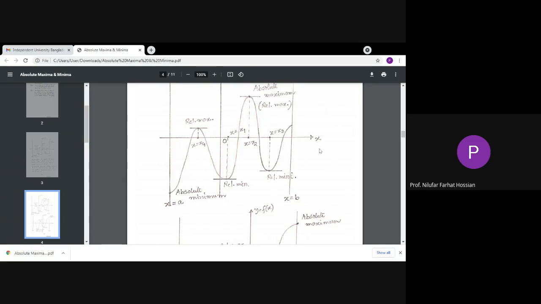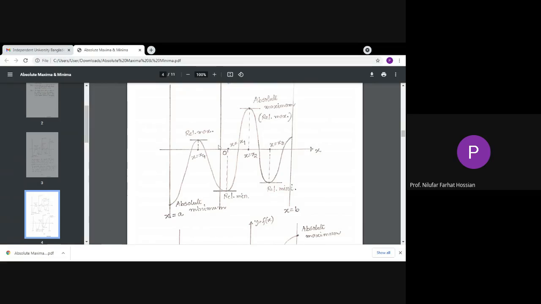So in this graph of the function, you see at the left hand point the function has an absolute minimum, and at the right hand point the function does not have an absolute maximum. The absolute maximum is occurring here at a critical point.